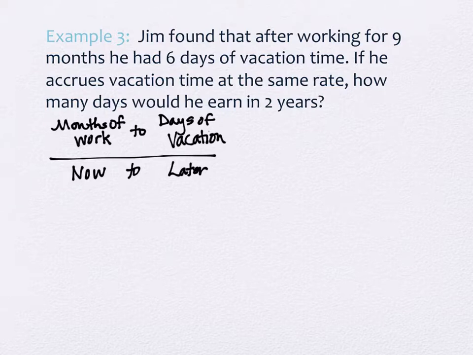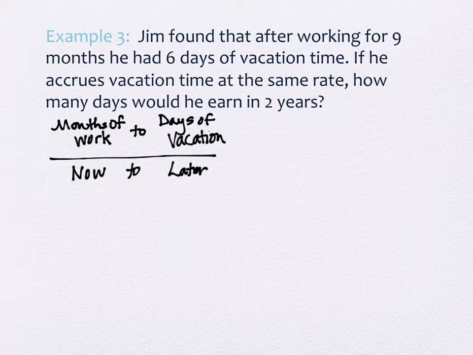So every time we do a proportion problem, there's always 2 comparisons being made. Now, this isn't the only way to do this comparison. You could say that we're going to compare the months of work now compared to his months of work later, and his days of vacation now compared to his days of vacation later. So you're comparing months to months and days to days. That's another way to do this comparison. So there's more than one way to even sort of state the comparisons that are being made.